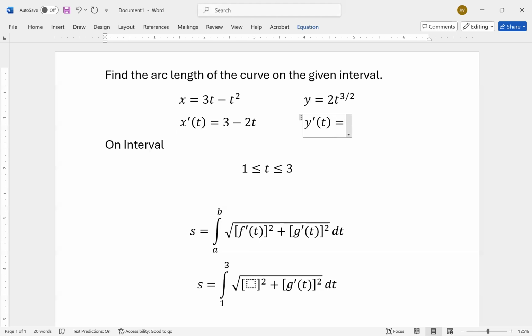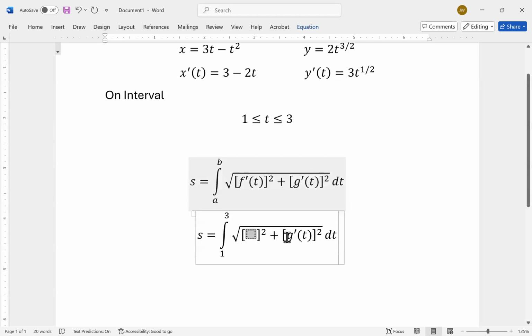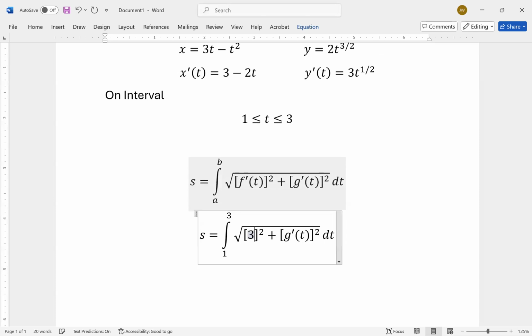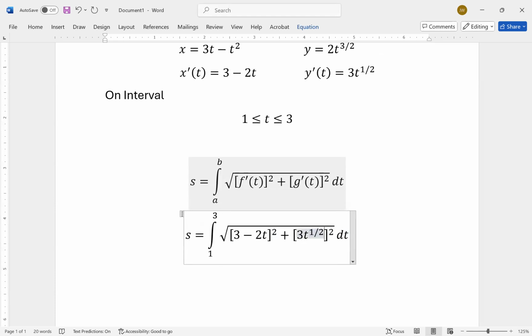The derivative of y with respect to t is going to be 3 halves times 2, which is 3 times t to the 1/2 power. So those are my derivatives. And it's the derivatives that I put into my arc length formula for f prime and g prime. So 3 minus 2t would go in for my f prime. 3 times t to the 1/2 power would go in for my g prime.